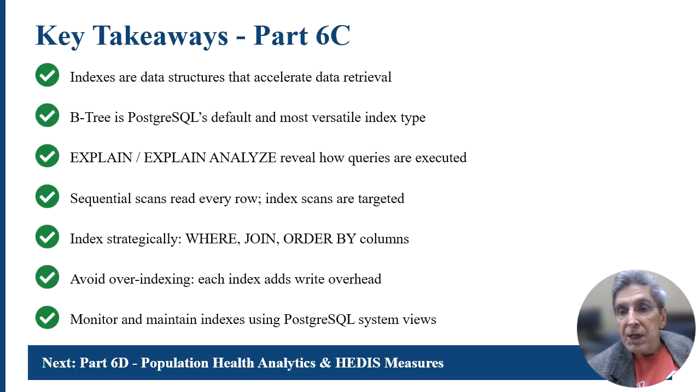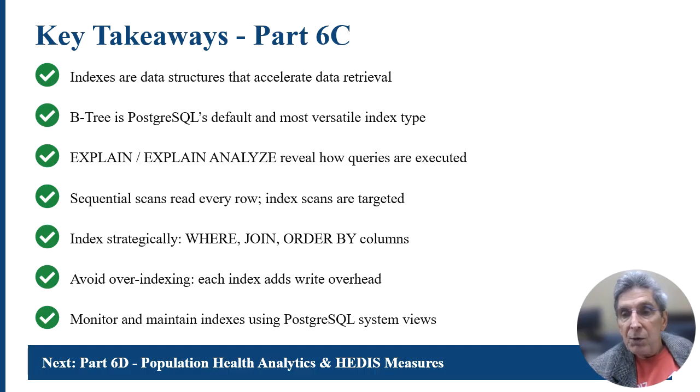Well, let's summarize the 7 key points from this section. Indexes are separate data structures that accelerate data retrieval by providing sorted lookup paths to the table rows. B-tree is the Postgres default and the most versatile index type, supporting searches like equality, range, and prefix matching operations. And it takes order of log n for search time. Explain and explain analyze are your essential diagnostic tools for understanding how queries are actually executed. You should use them before and after any optimization attempts.